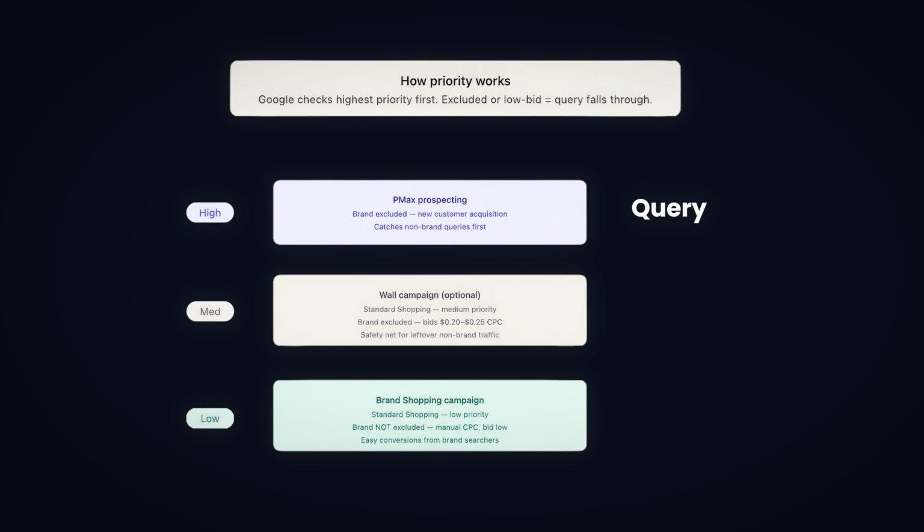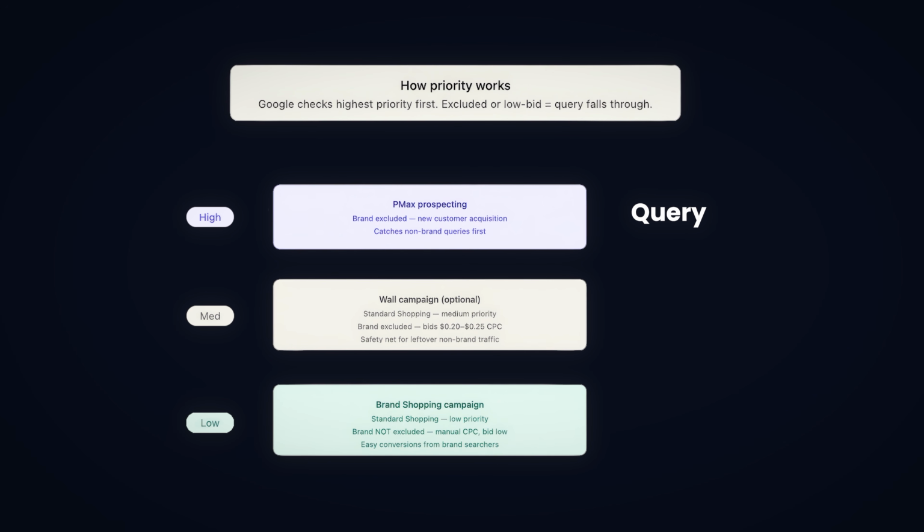The way priority works is Google checks the highest priority campaign first. If that campaign doesn't want the query, either because it's excluded or because the bid is too low, the query falls through to the next level. And since your PMax and wall campaigns both exclude branded terms, all branded queries naturally fall through to the bottom where your brand campaign picks them up at very low CPCs.